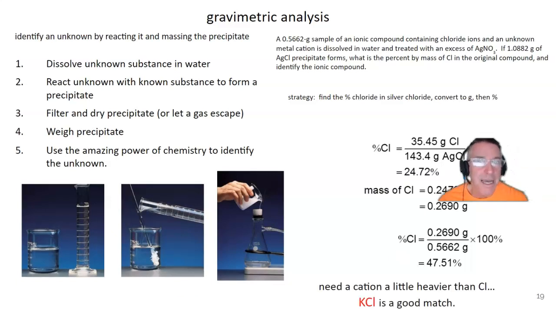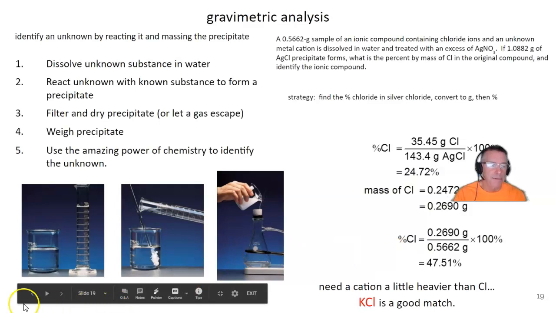potassium chloride's a nice match. It checks in at, I think, 38 or 39 grams, and so it's a nice perfect match. That unknown sample is almost certainly potassium chloride. This is gravimetric analysis.